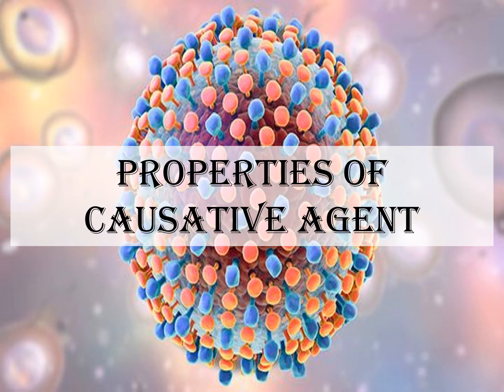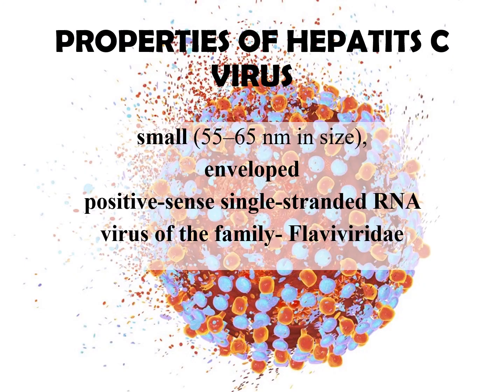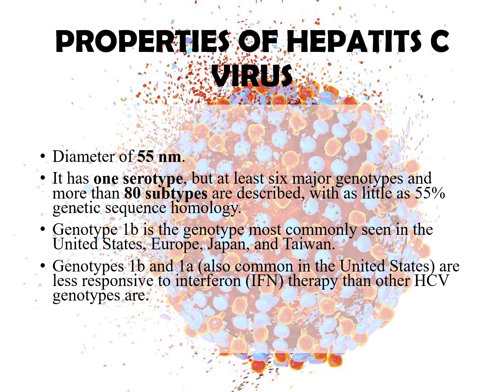Properties of the causative agent. The hepatitis C virus is a small enveloped single-stranded positive-sense RNA virus. It is a member of genus Hepacivirus in the family Flaviviridae. There are 7 major genotypes of HCV, known as genotypes 1 to 7. The genotypes are divided into several subtypes, with the number of subtypes depending on the genotype.